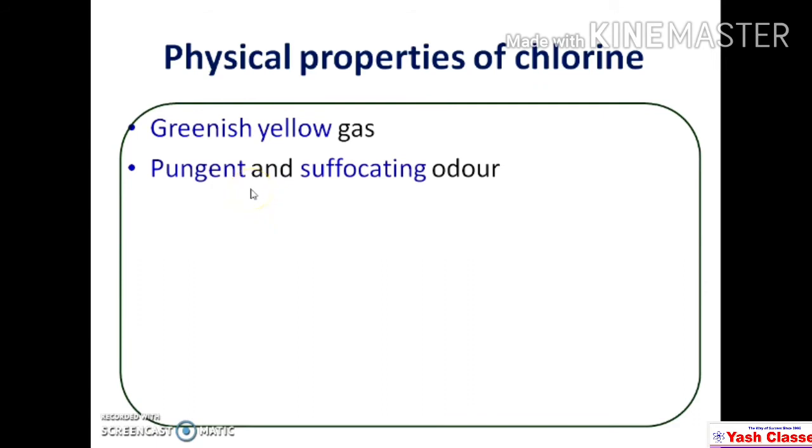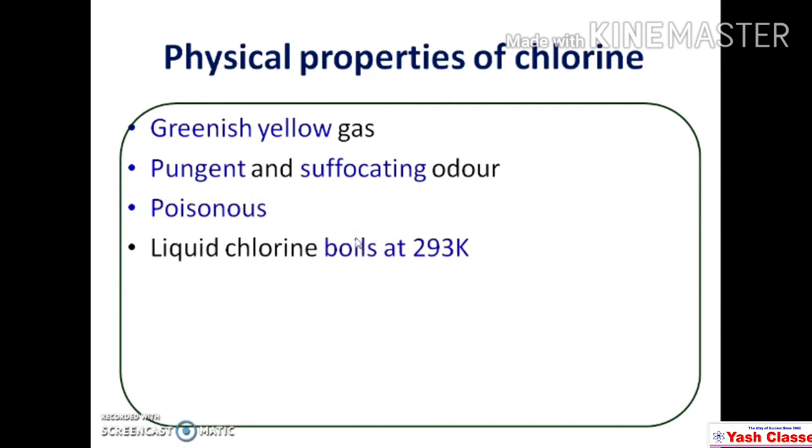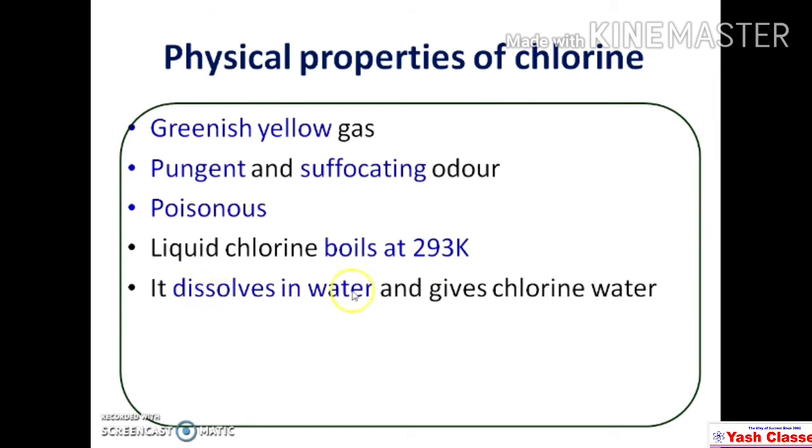It has a pungent and suffocating odor. It is poisonous, and liquid chlorine boils at 293 Kelvin. Chlorine dissolves in water and forms chlorine water. This chlorine water is one of the reagents for qualitative analysis. Chlorine is heavier than air.